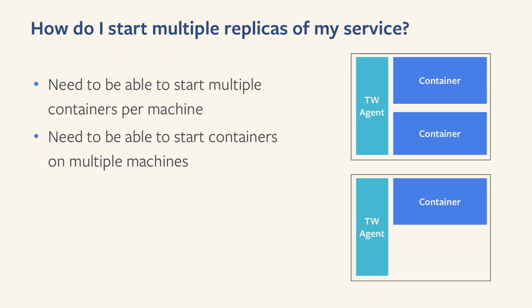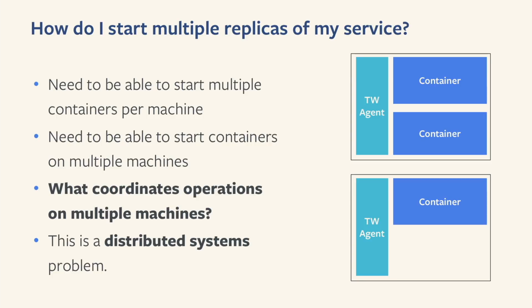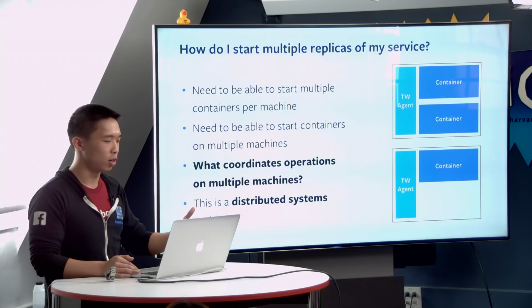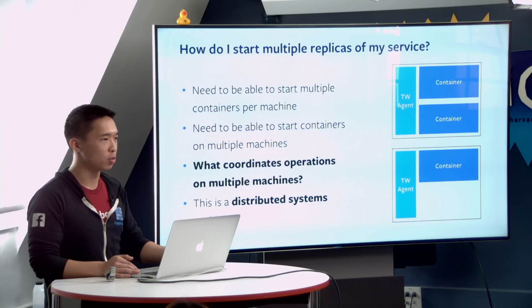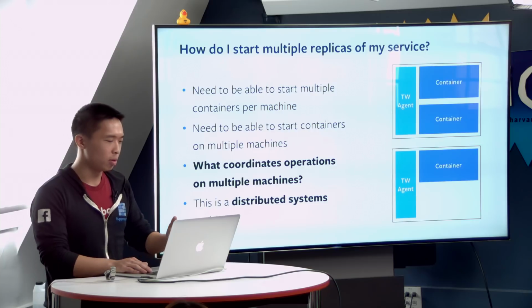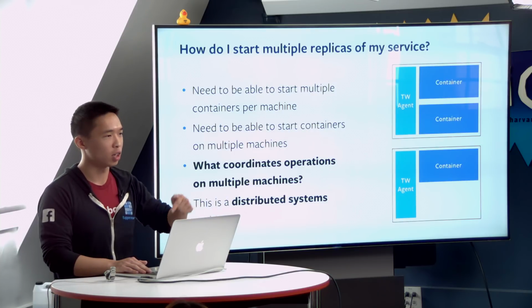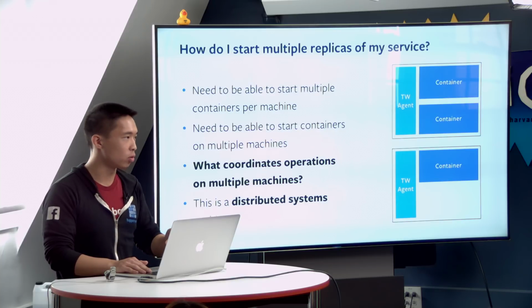And now you're going to hit a new class of problems, because now this is a distributed systems problem. You have to get multiple machines to work together to accomplish some goal. And in this diagram, what is the component that creates the containers on the multiple machines? There needs to be something that knows to tell the first one to create containers and the second one to create containers or stop containers as well.